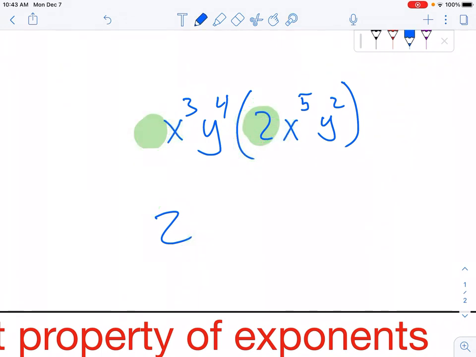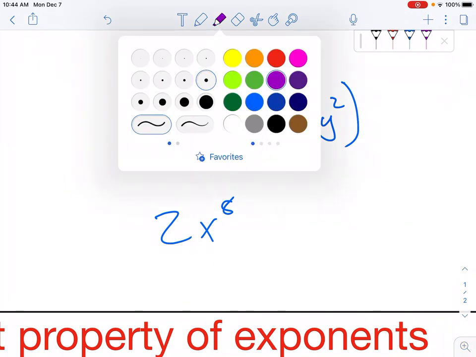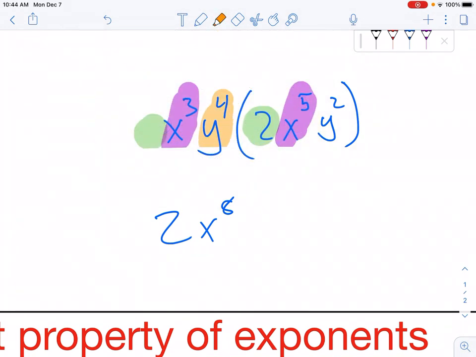And then x to the third and x to the fifth, we would count them up. 3 plus 5 is going to give us x to the eighth. And then y to the fourth and y to the second, and we add them up. 4 plus 2, and that's y to the sixth.